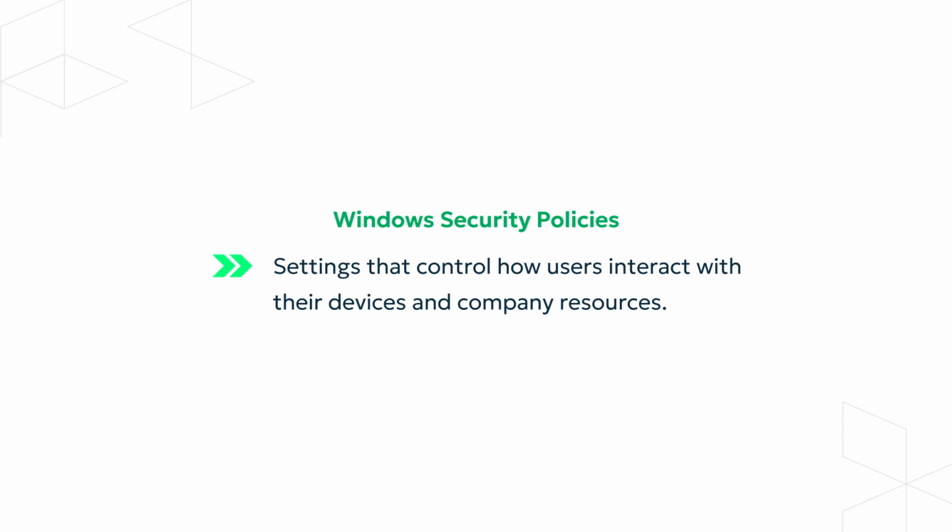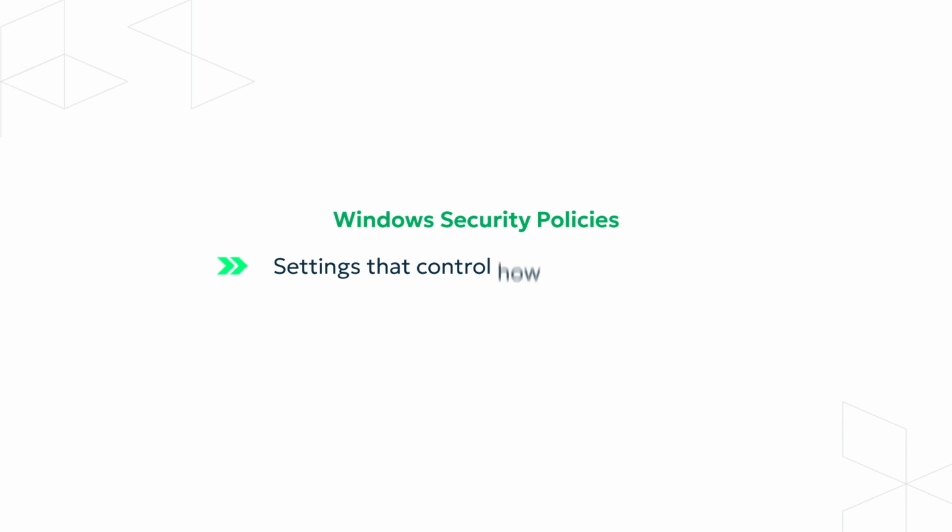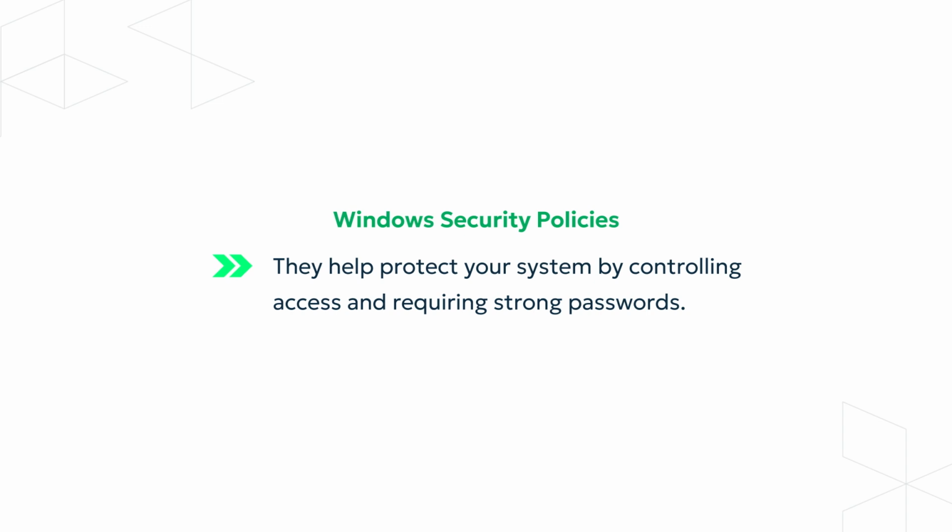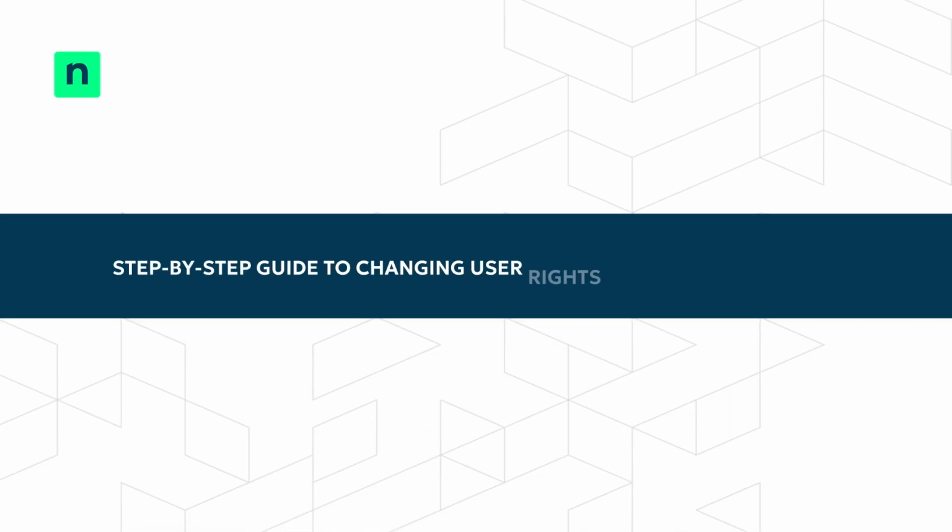What are Windows security policies? Windows security policies are settings that control how users interact with their devices and company resources. They help protect your system by controlling access and requiring strong passwords, all while making sure everything still follows company rules.